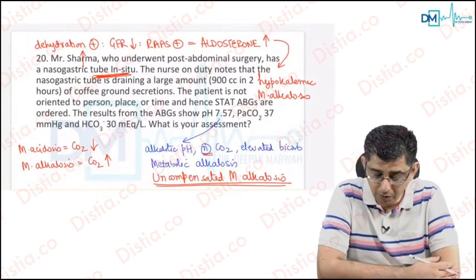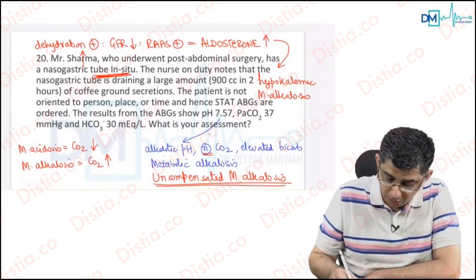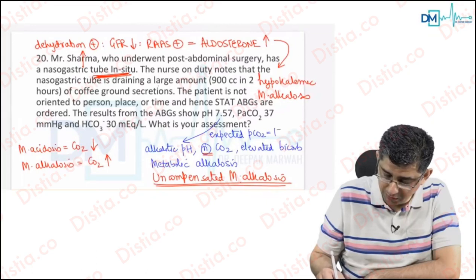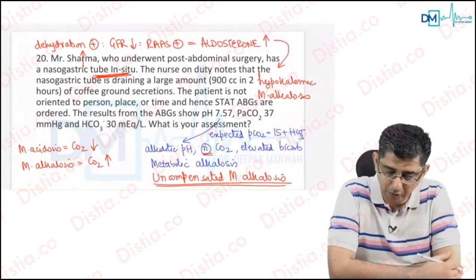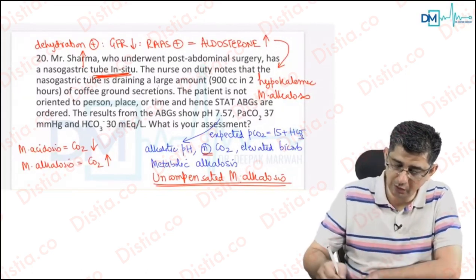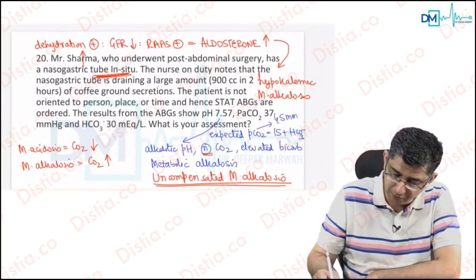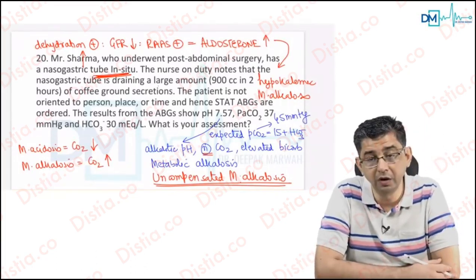If they ask you to calculate the expected PCO2 of this particular patient, then the formula to be used is the same as that for metabolic acidosis. The expected PCO2 of the patient is 15 plus the value of bicarb. The value of bicarbonate in this patient is 30. So the expected PCO2 of this patient is 45 millimeters of mercury. Now look at the value. The actual value is only 37.